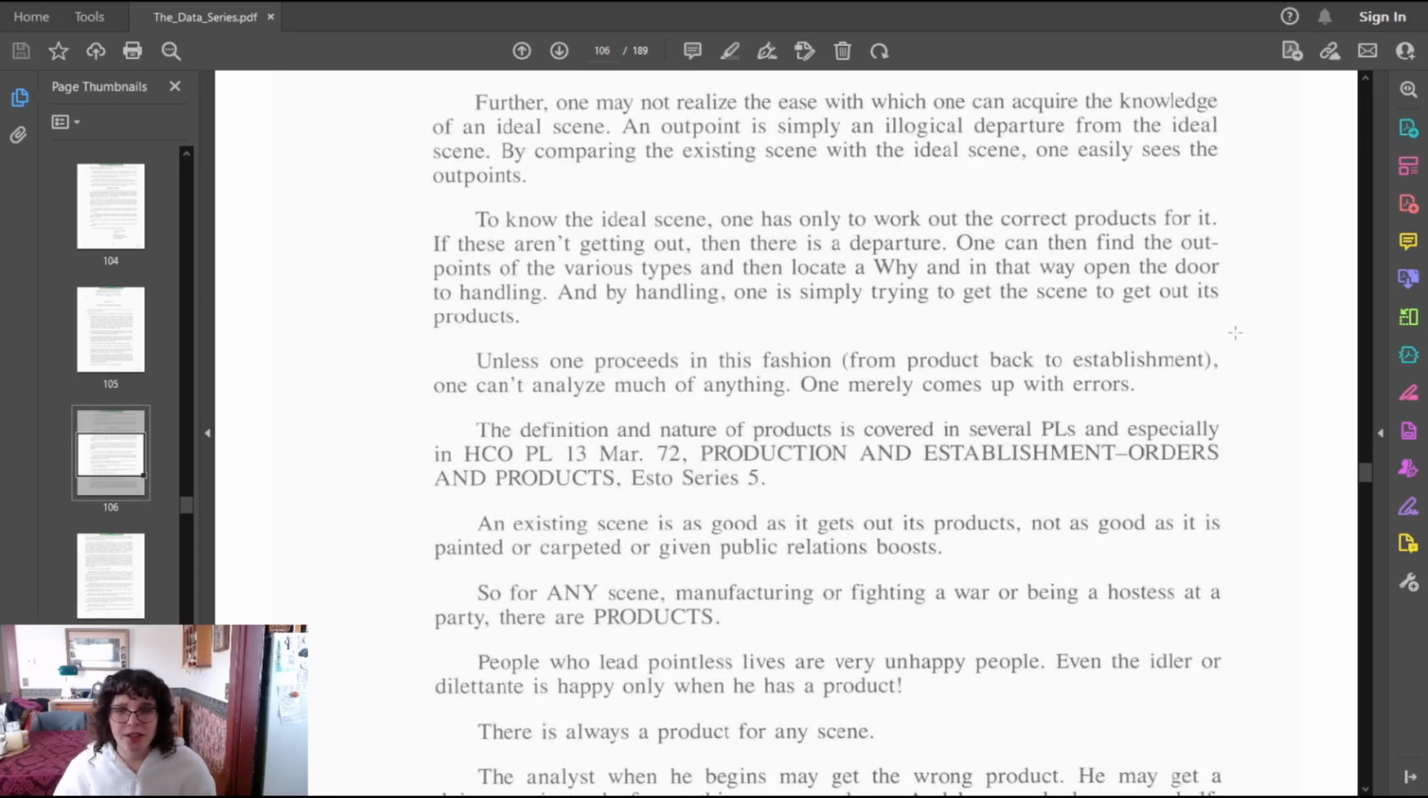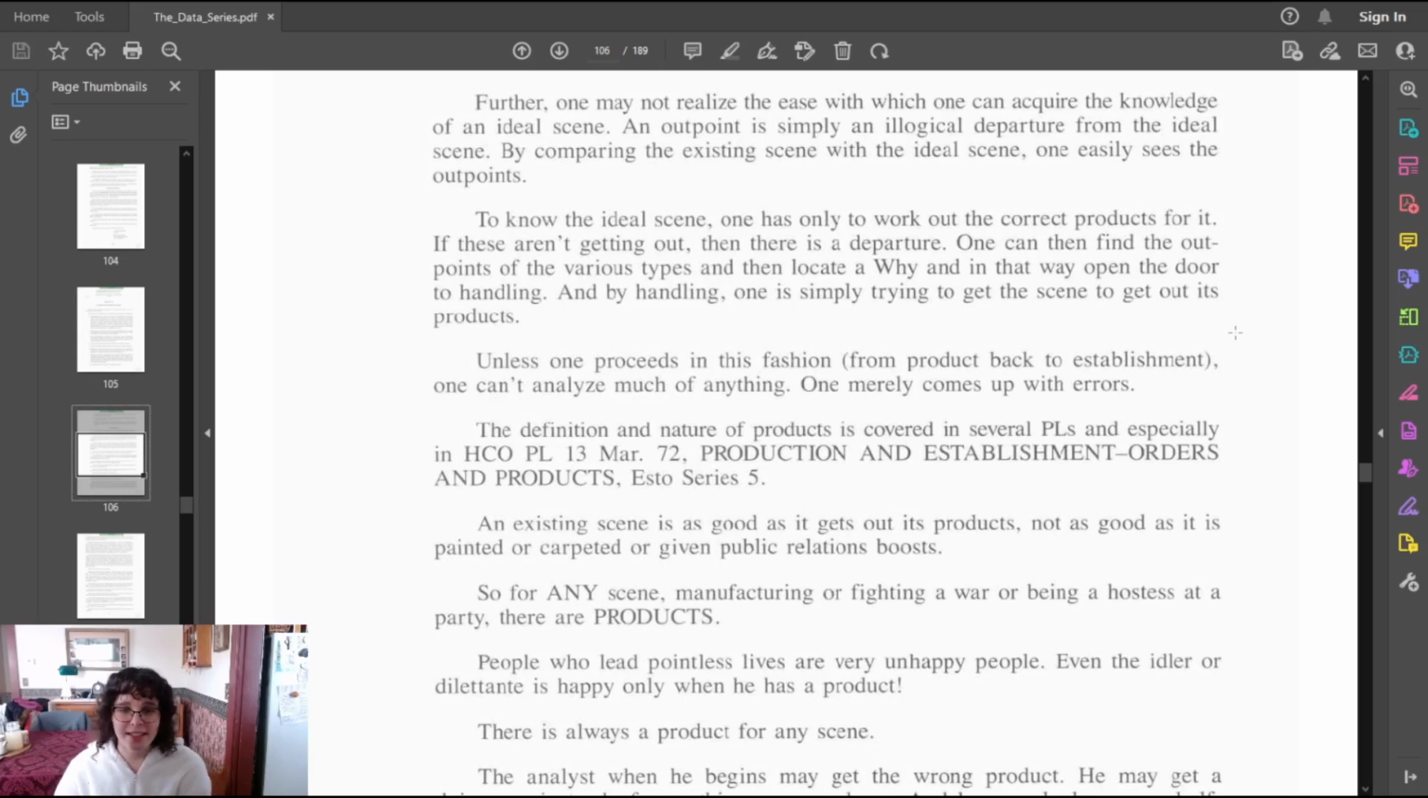Unless one proceeds in this fashion, from product back to establishment, one can't analyze much of anything. One merely comes up with errors. The definition and nature of products is covered in several policy letters, and especially in HCO policy letter 13th of March 72, Production and Establishment Orders and Products from ESTO Series Number 5. Now we will cover ESTO Series Number 5 when we do the ESTO Series. I don't know when that's going to be.